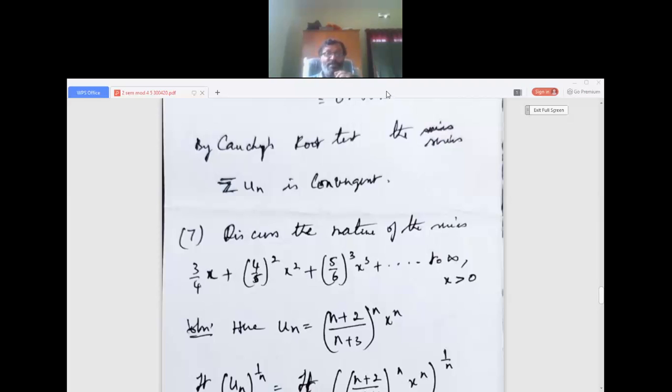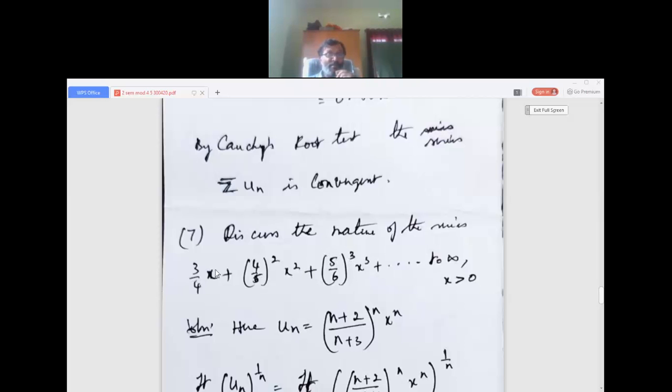Question is, discuss the nature of the series 3 by 4 into x, 4 by 5 squared into x squared, 5 by 6 cubed, etc. to infinity. X is positive, they have given x is greater than 0. Okay. To write the nth term, 3, 4, 5.